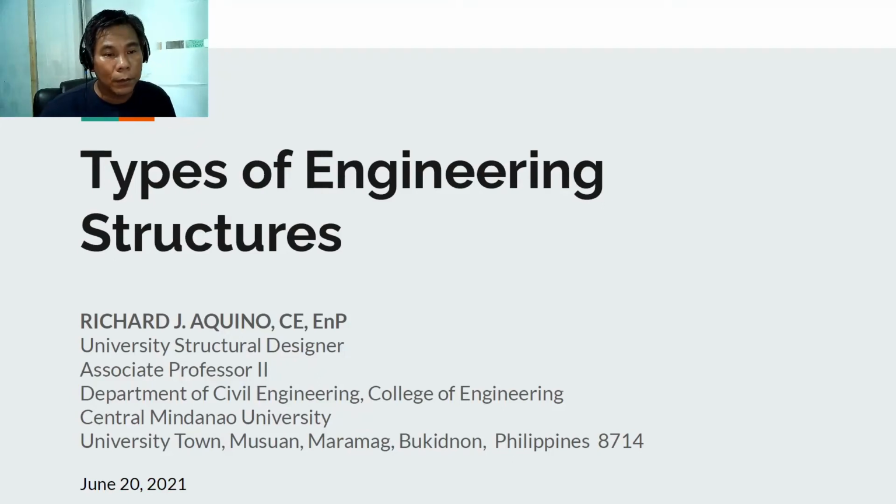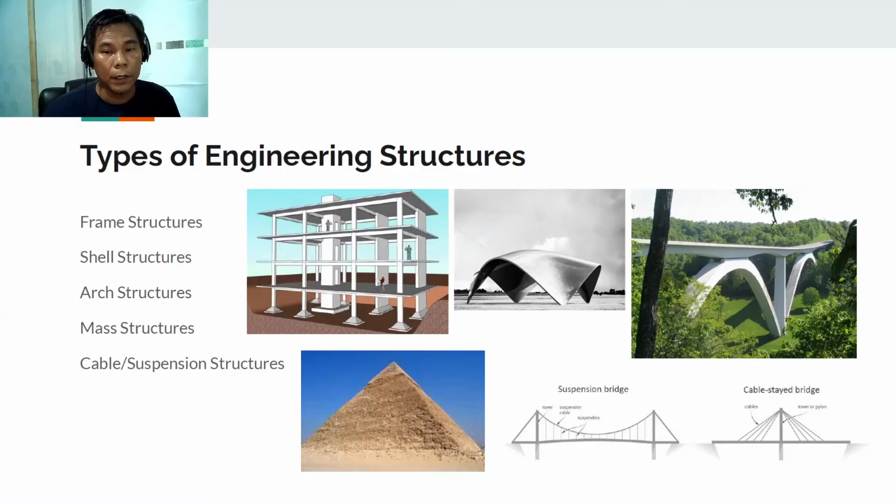Hi, today we will discuss the types of engineering structures. We can classify five types of engineering structures: the frame structures, the shell structures, arc structures, mass structures, and cable suspension structures.